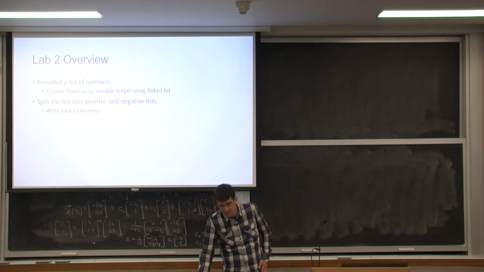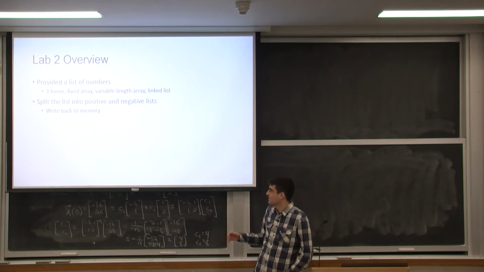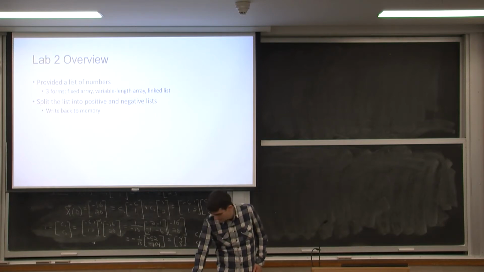And as you classify them, you have to count them, put the counters in registers, and then write back to memory to 2 different arrays. One is the positive array, the other is the negative.